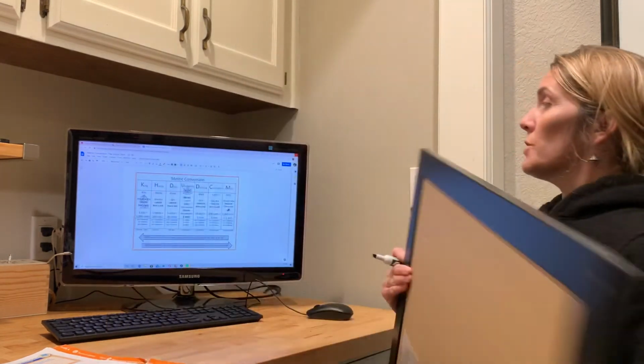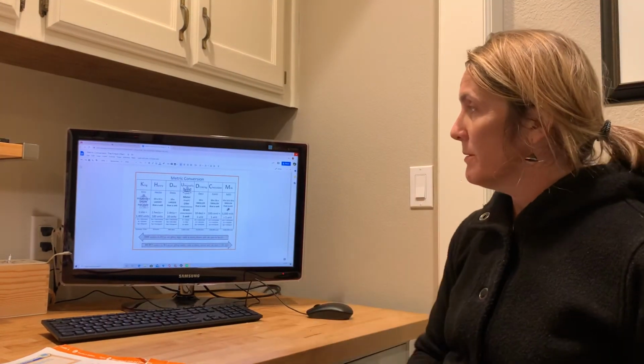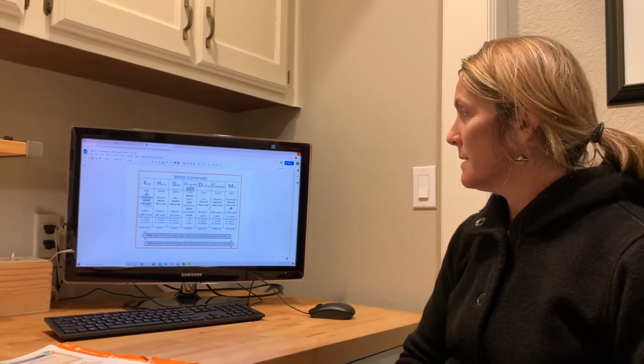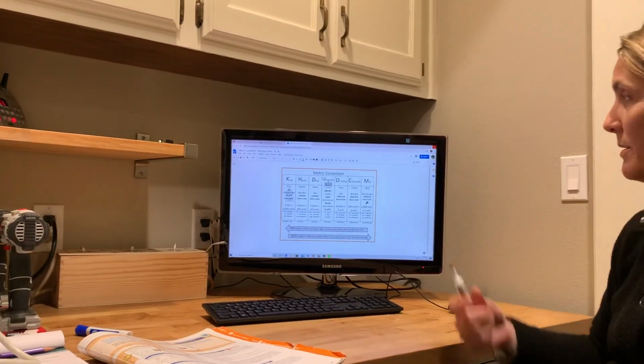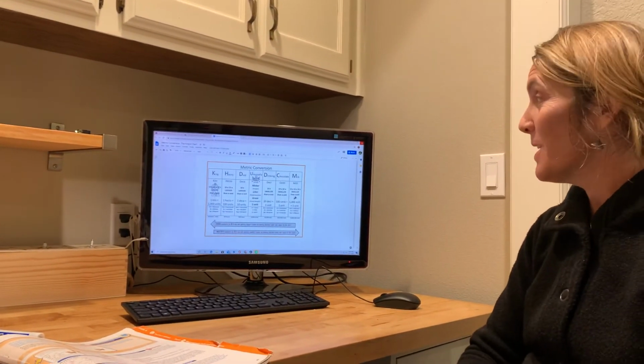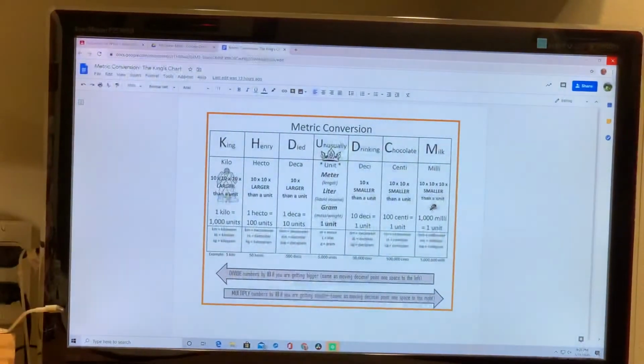Use King Henry's chart to help you. It's pretty cool because it does how many times smaller, 10 times smaller, 10 times 10 times 10 times smaller, since we're dealing with the decimal system in this place.